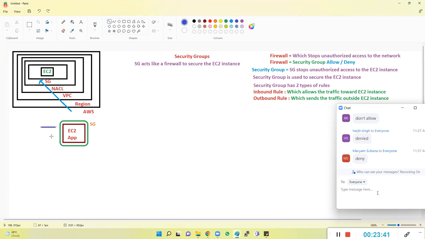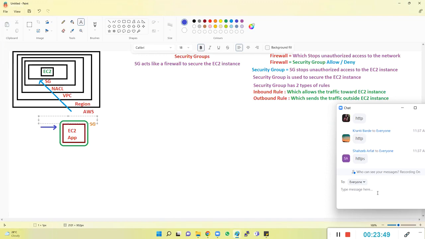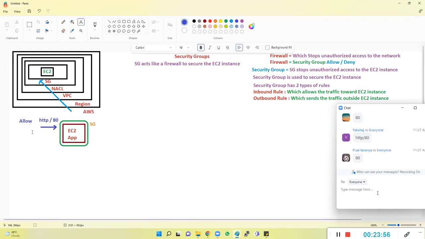Now my requirement is to allow a protocol in order to access my application. HTTP. So I need to allow HTTP on what port number? 80. So you need to allow it. So we need to create a rule.